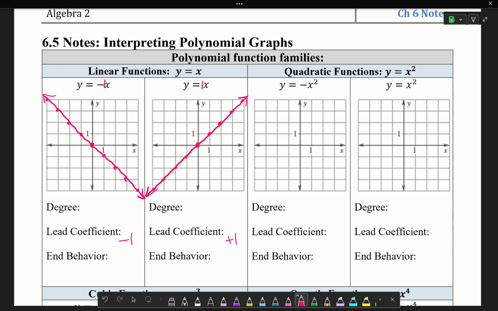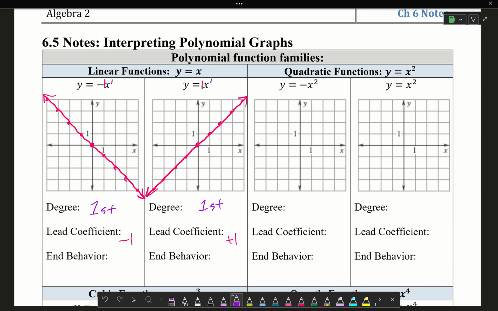Now, the degree here refers to the degree of the polynomial, which is the power. These don't appear to have powers, but it's simply a first power that we don't see. So the degree for a linear function is the first degree. First. Okay, end behavior. This is something new.